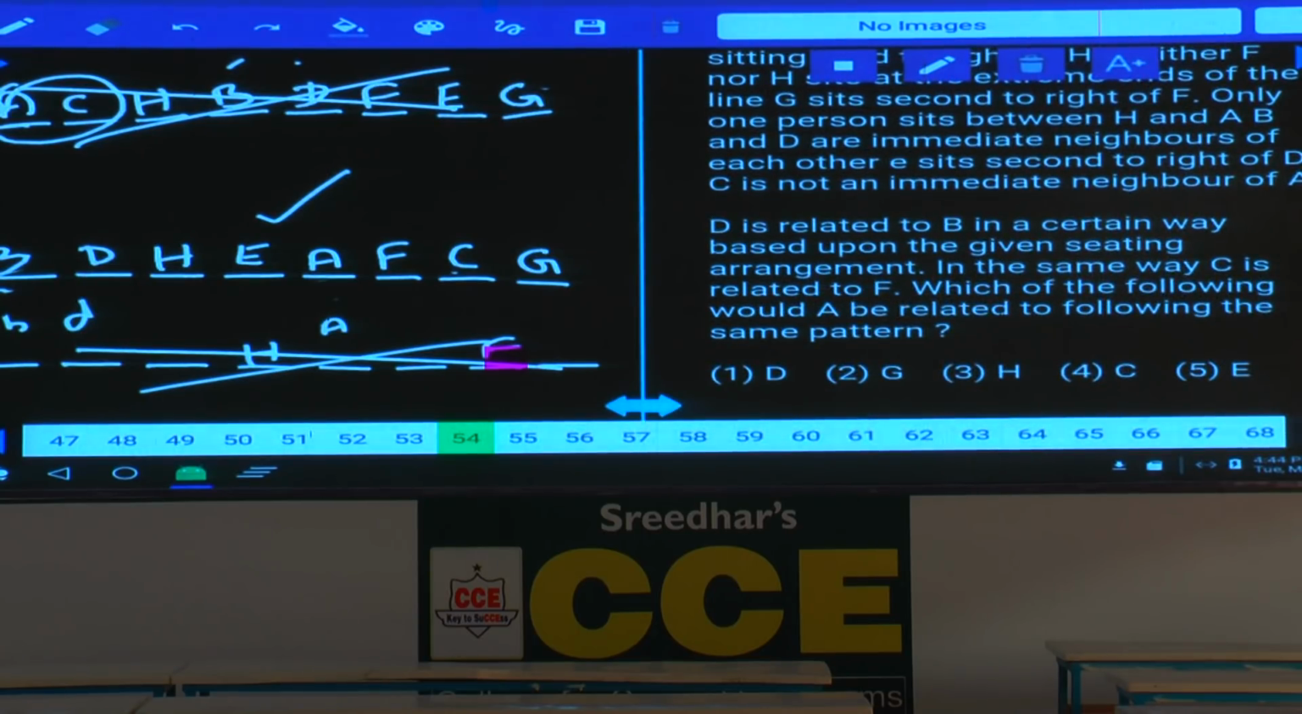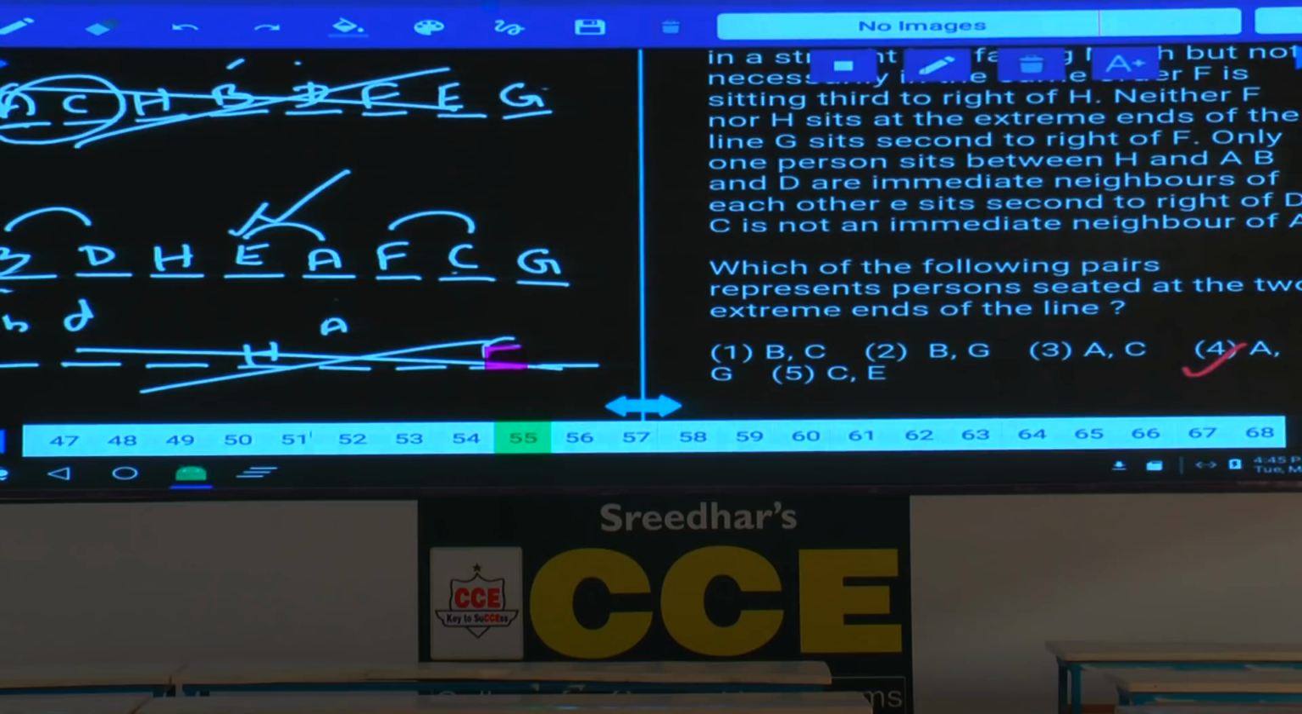Now in question number 54, D is related to B. D is related to B means D is to the immediate right hand side of B, based upon the given seating arrangement. In the same way, C is related to F. Now C is to the immediate right hand side of F. Then which of the following will A be related to? Yes, A is to the immediate right of whom? A is to the immediate right of E, hence E is the answer, that is choice 5. And this is an analogy type of question.